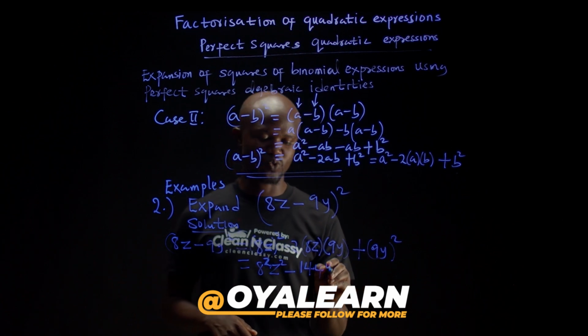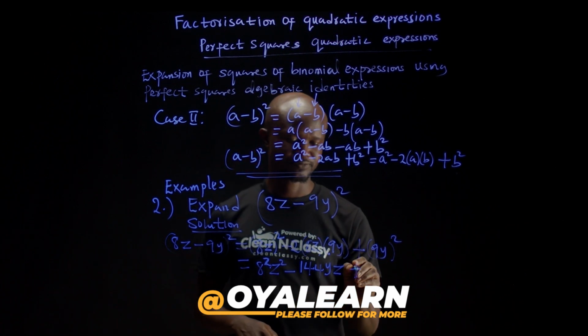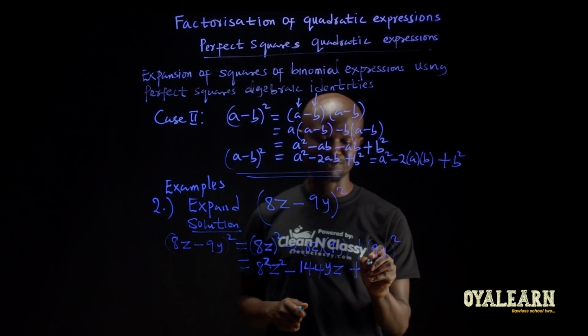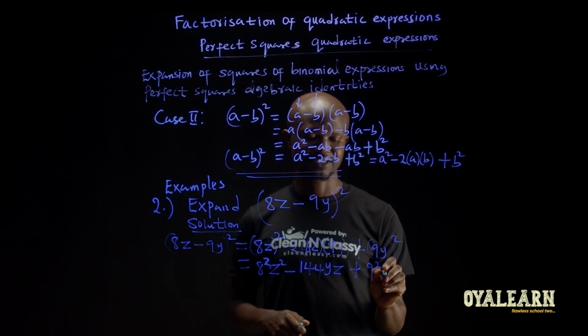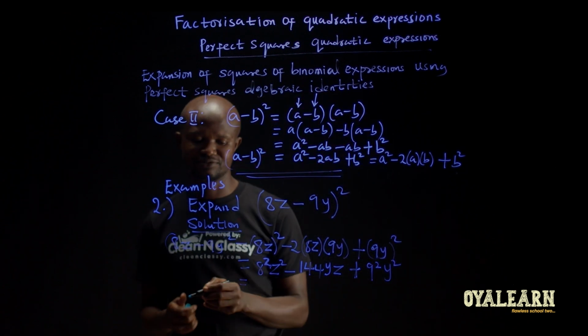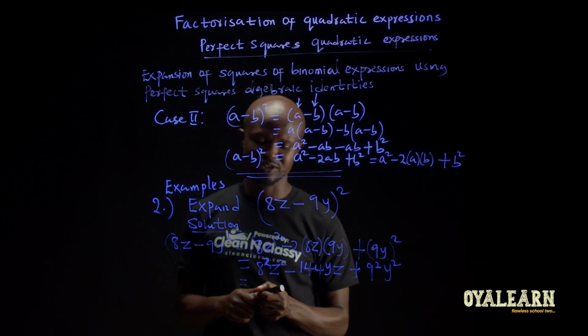So 144yz plus the 2 we also affect each item here. So we have 9 squared, then y squared. So from here, what do we have? 8 squared. 8 times 8 is going to be what?